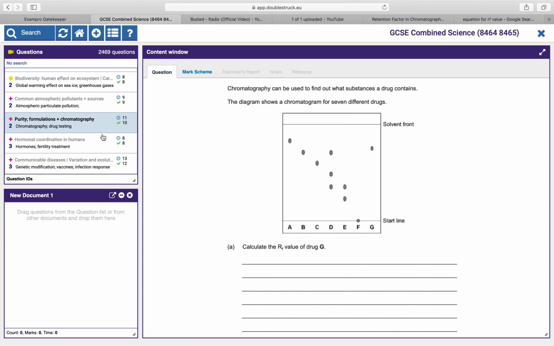So I just wanted to solidify that knowledge and show you that you will get similar questions, and how to approach those RF value questions when you actually have to measure something out.